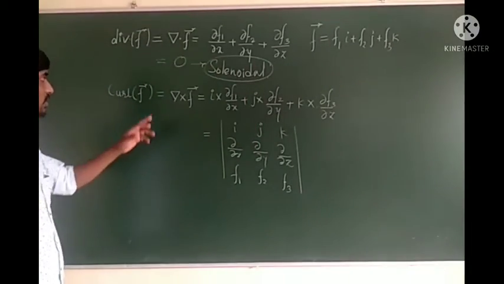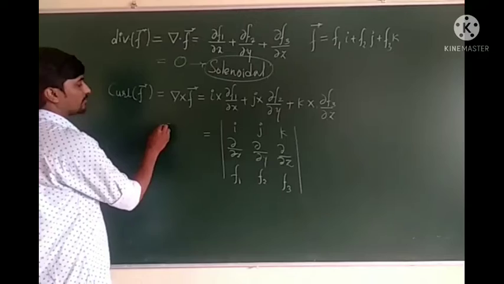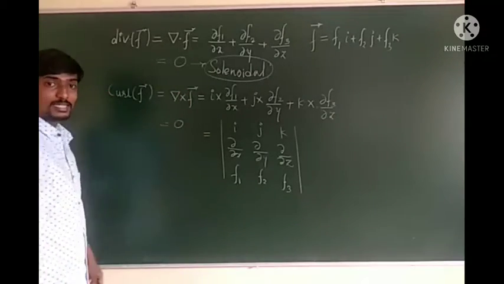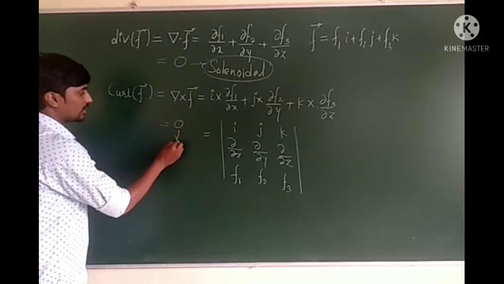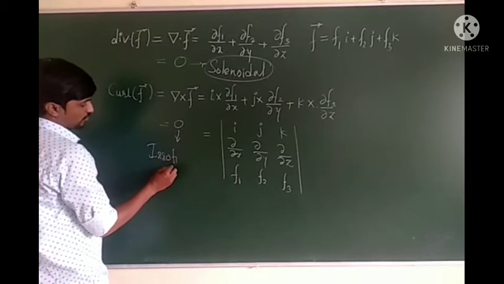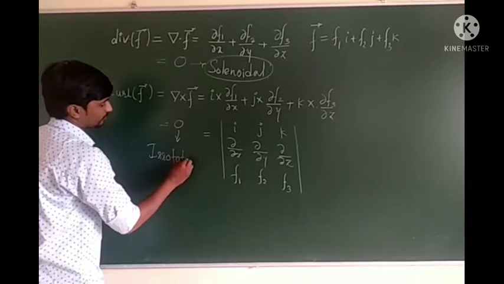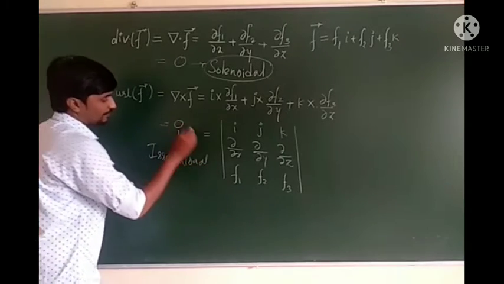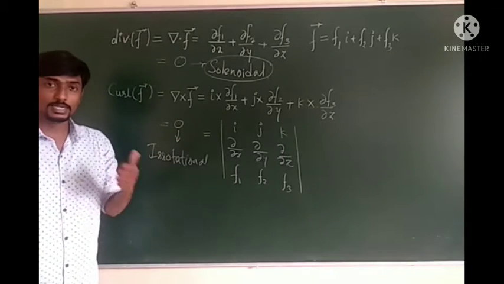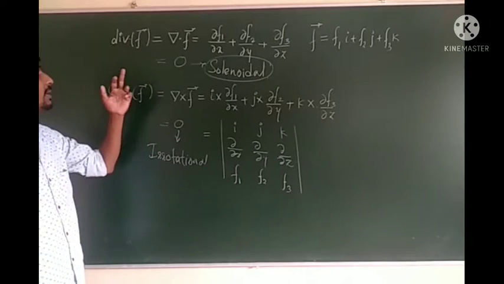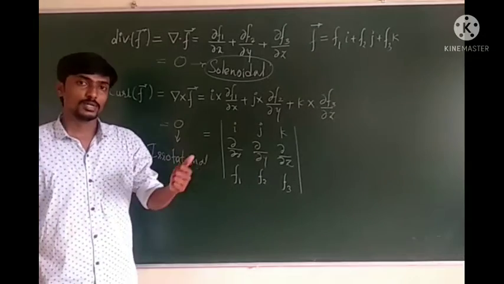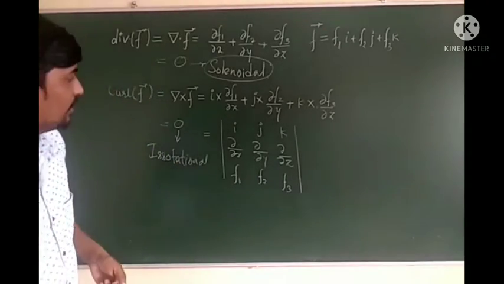If the curl of a vector function is equal to 0, meaning this cross product is equal to 0, then this condition is called irrotational. However, we know these two definitions, so let's talk about the examples based on the divergence of a vector and the curl of a vector. Let's solve some examples here.